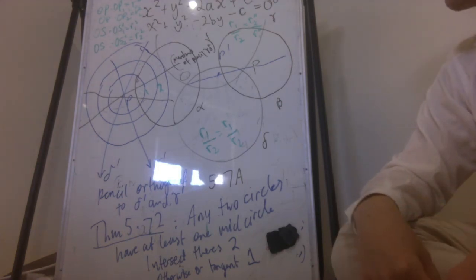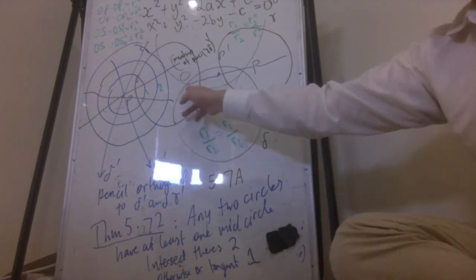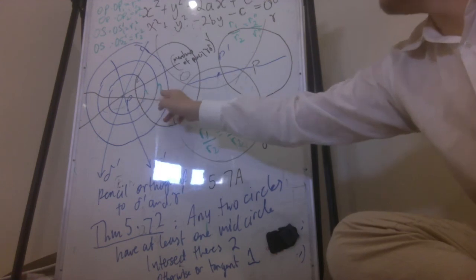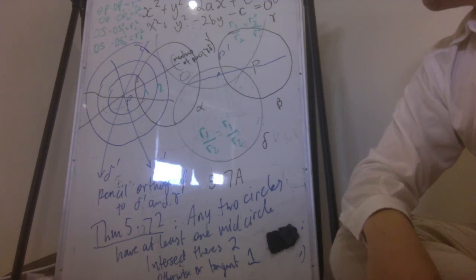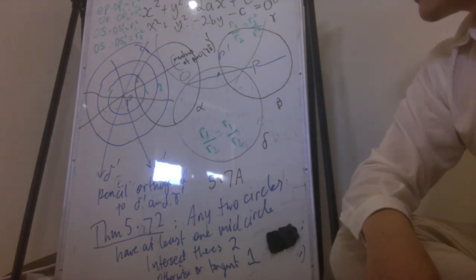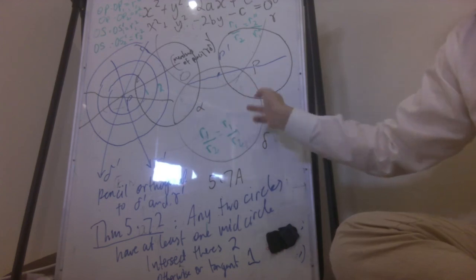So how would you say it? You invert about O, okay? 1 is alpha, 2 is beta. If you reflect, P now goes to O. Alpha goes to beta and beta goes to alpha.